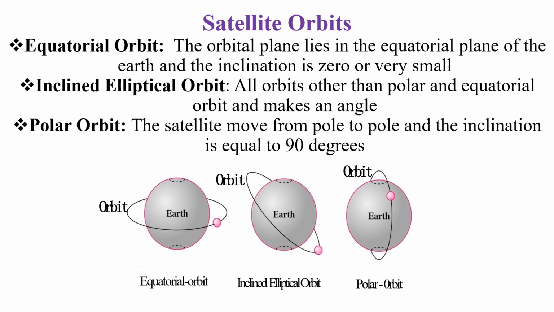Satellite orbits have three classifications here: equatorial orbit, inclined elliptical orbit, and polar orbit. Coming to the equatorial orbit, the orbital plane lies in the equatorial plane of the Earth, and the inclination is zero or very small. In the inclined elliptical orbit, all orbits other than the polar and equatorial orbit make an angle. In the polar orbit, the satellite moves from pole to pole and the inclination is equal to 90 degrees. These three diagrams represent the equatorial orbit, inclined elliptical orbit, and polar orbit.